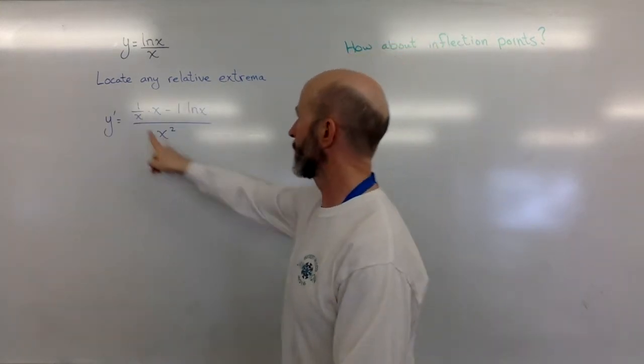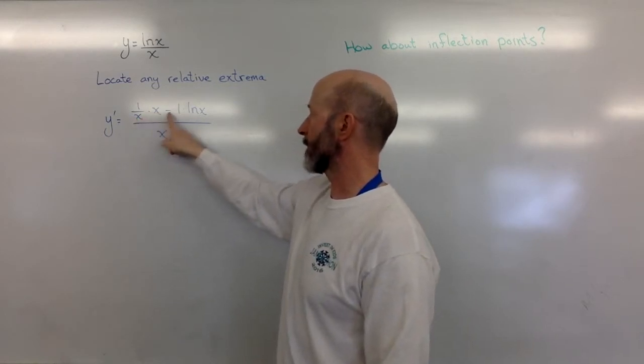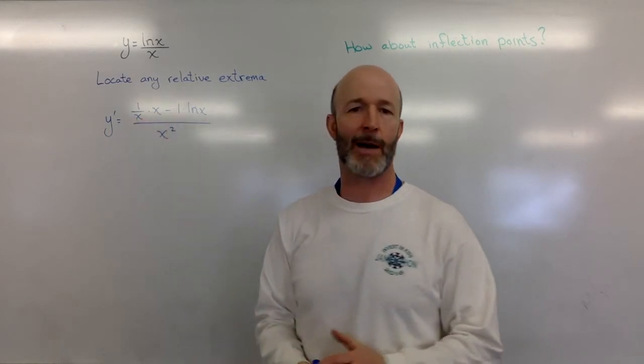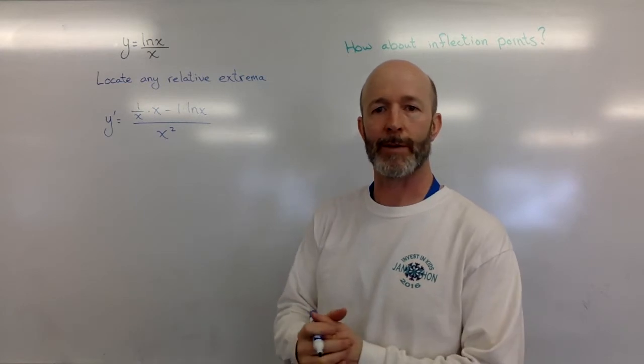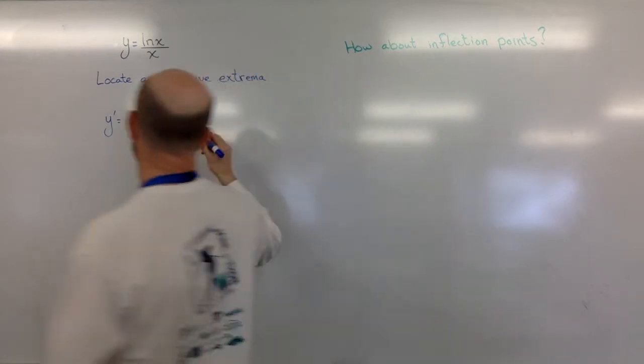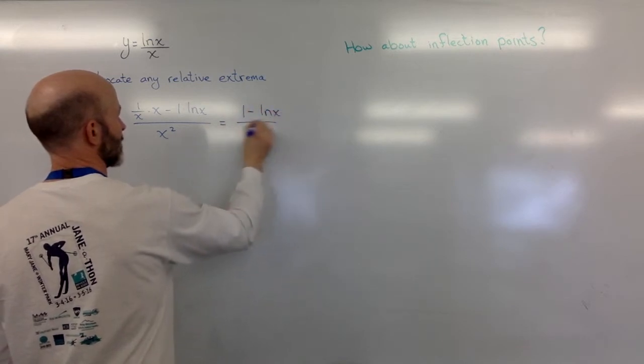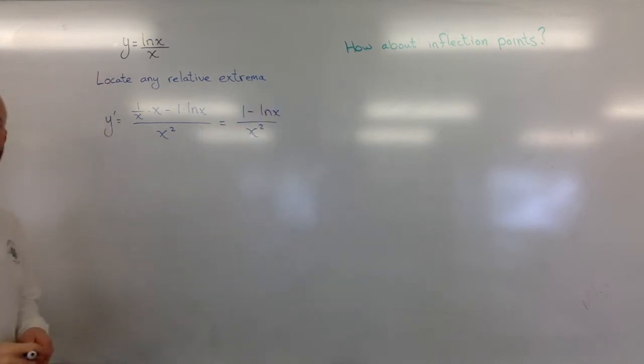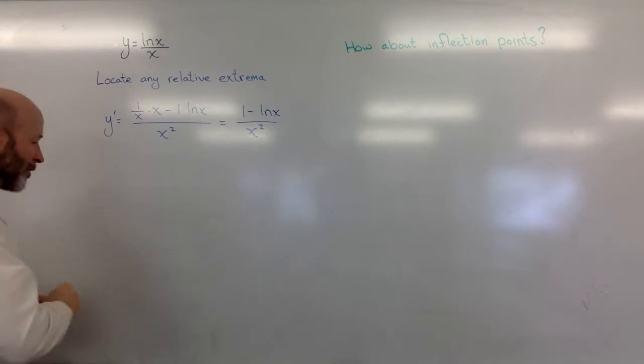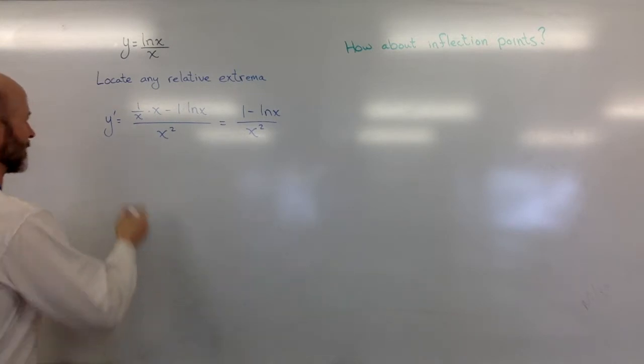With the quotient rule, we have the derivative of the top times the bottom minus the derivative of the bottom times the top, all over the bottom squared. So, with a little bit of cleaning up here, we get a derivative that is 1 minus the log of x over x squared.